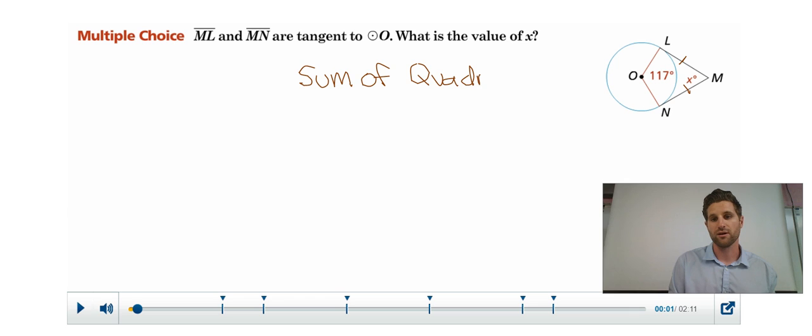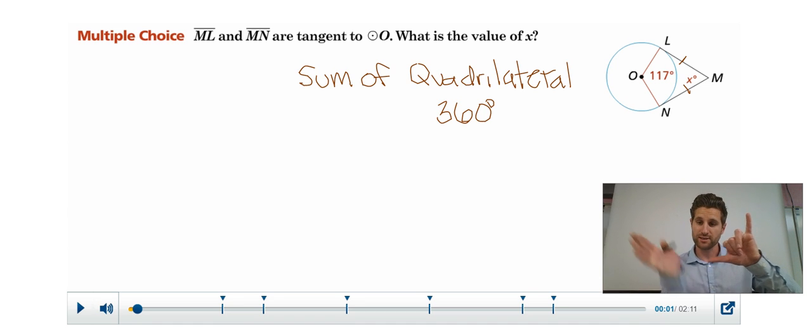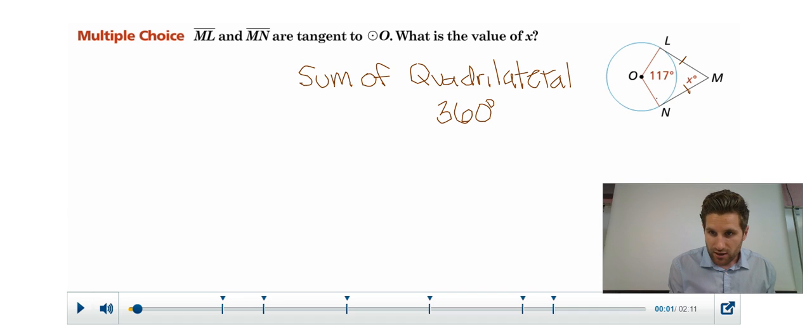Why not? The sum of a quadrilateral is 360 degrees. And so we also know that a radius and a tangent are always going to meet at a 90. So these are 90 degrees right in here and right in there. And so we can actually add up all these and set them equal to 360.